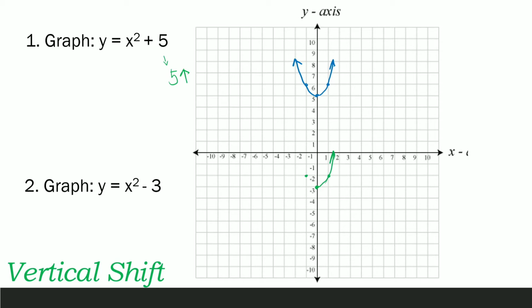Connect lang natin yung mga points na yan. Medyo curve po ha, hindi pa ganito ha, hindi ganan. Mali yan. So, this one is that particular graph, hindi po yan, mali yan. This one is the parabola. Okay? Ayan, itsura niya. So, this is the graph. And then this one for x squared plus 5.